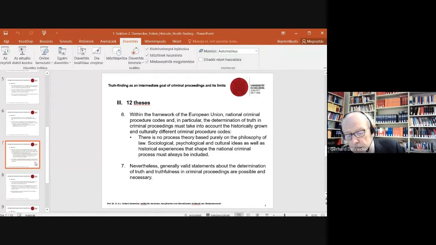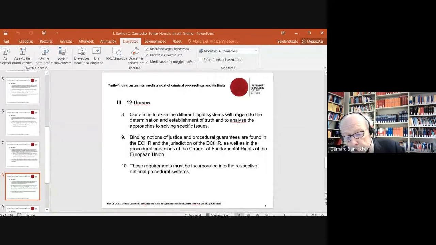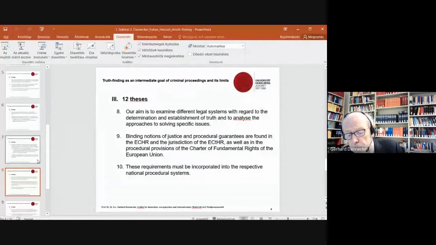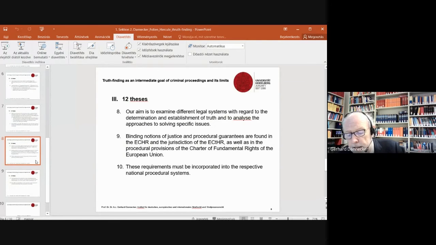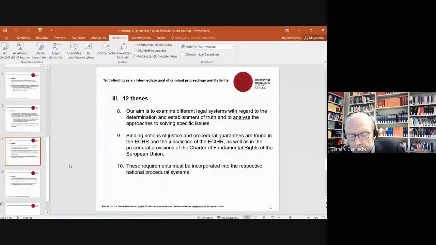Seventh. Nevertheless, generally valid statements about the determination of truth and truthfulness in criminal proceedings are possible and necessary. For this purpose, comparative law based on the different national legal systems provides a meaningful basis. Eighth, thus, comparative law is gaining in importance, to which our conference today is dedicated. Our aim is to examine different legal systems with regard to the determination and establishment of truth and to analyze the approaches to solving specific issues.